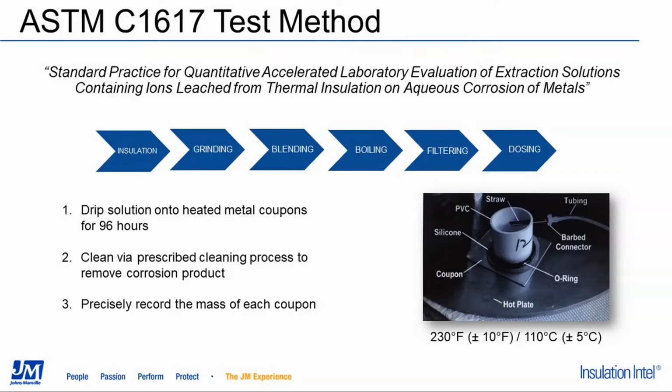After the exposure, the coupons are cleaned and reweighed to determine a mass loss. The mass loss is compared to that of three standards: DI water, a 1 ppm and 5 ppm chloride solution, and that's to determine the relative corrosivity of the insulation's leachate to one of those three standards that are also tested.